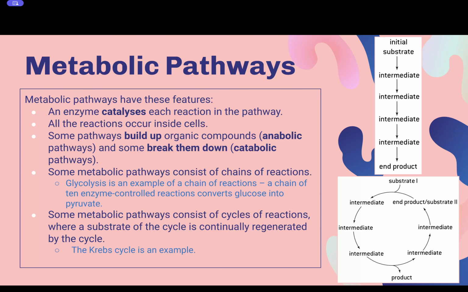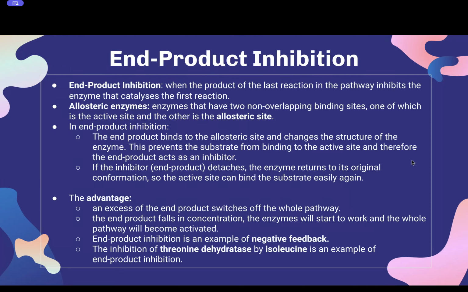Okay, so end product inhibition is when, if you look back over here, at the end of the metabolic pathway, there's an end product. End product inhibition is when that end product is an inhibitor of the first enzyme. So when it goes from the initial substrate to the first intermediate, there has to be an enzyme that's used. When that particular enzyme can be inhibited by the end product, that's when end product inhibition occurs. So if you want the exact definition, when the product of the last reaction in the metabolic pathway inhibits the enzyme that catalyzes the first reaction, it's known as end product inhibition.